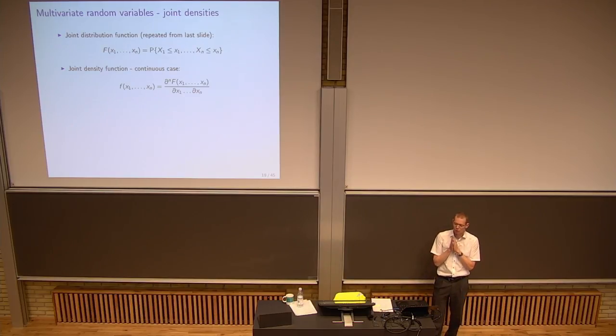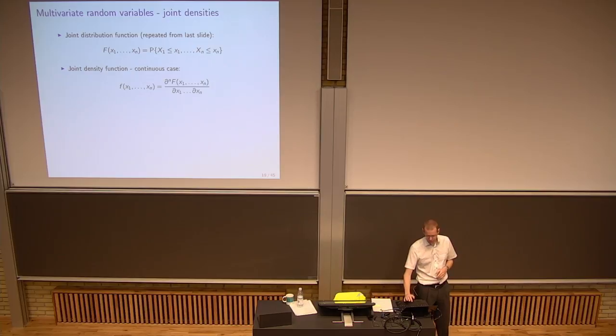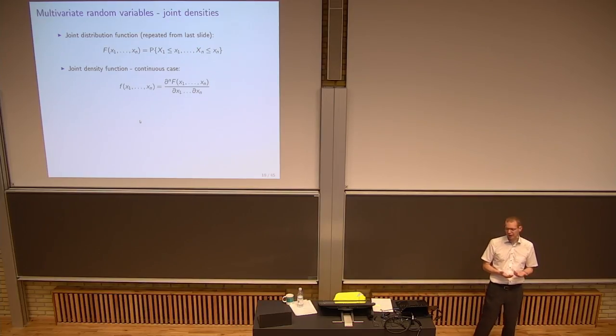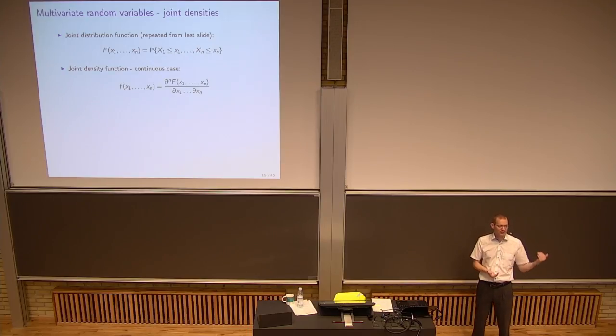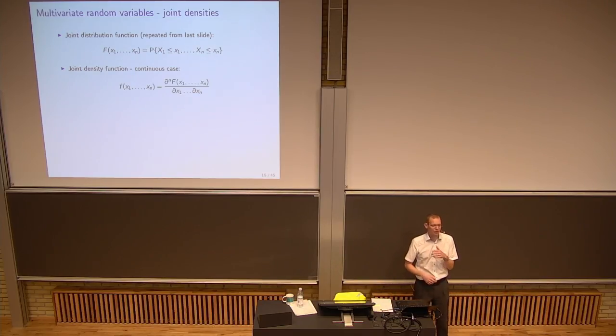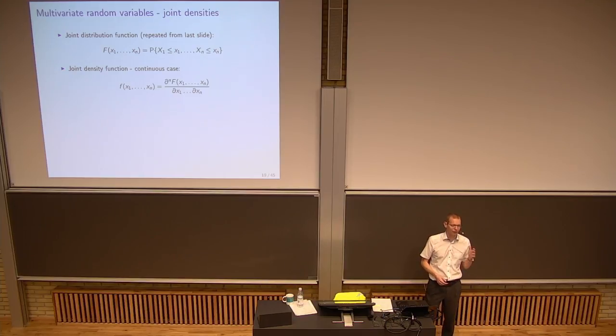So we have the joint distribution function again, and then we have the joint density. In the continuous case, basically it's just the partial derivatives of the distribution function to get the density. That's the same as in a univariate setting, so there's nothing special about it. It's just to make sure that we have the definitions right.